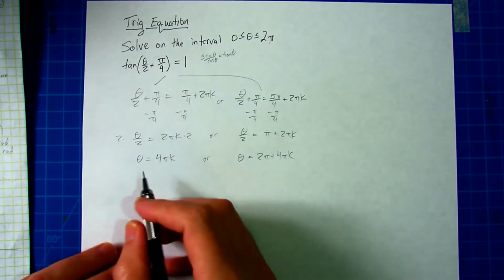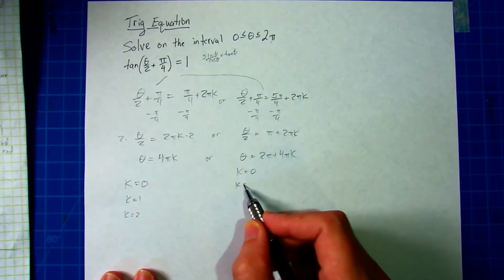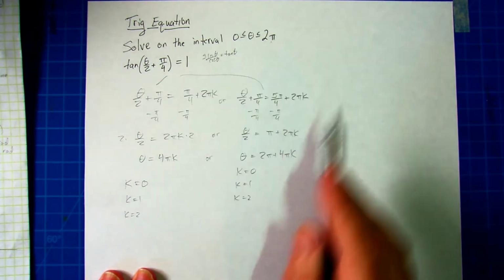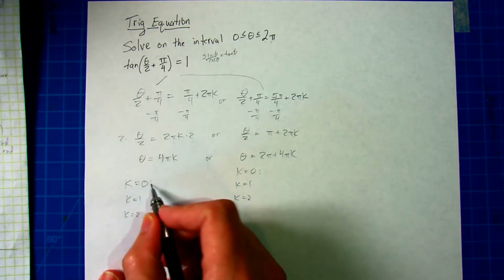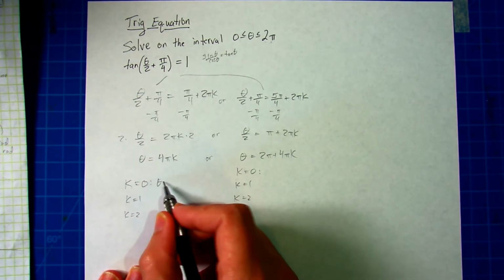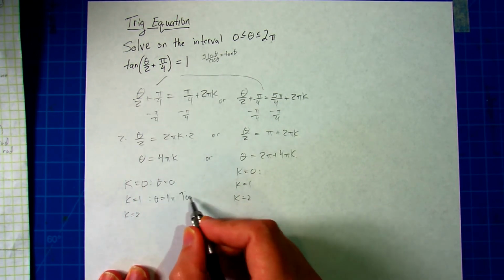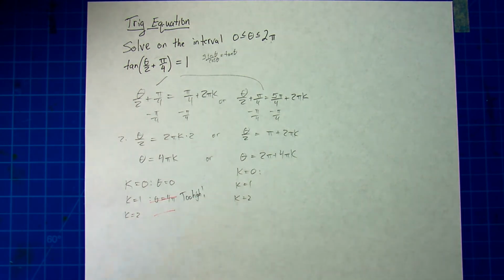So what I need to do now is just check and see which of these are going to give me solutions in 0 to 2 pi. I'm not using any negatives for k because all of these need to be positive, and positive values of k are going to give me positive values here. If k is 0, theta is 0. If k is 1, theta equals 4 pi, which is too high. We don't even need to check that one.